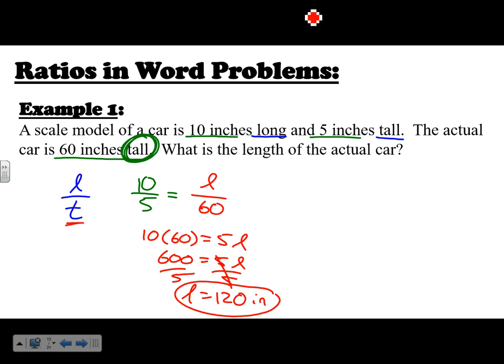Now, obviously, hopefully you realize this, but one of the most common mistakes is over here. When it says it's 60 inches tall, you put 60 on top, and then you put your X or whatever variable on the bottom. You're going to miss it, and I think that's the hardest part, and that's why I always start by making a fraction over here with just my variables or with just my measurables. That way I know the length is always on top, the tall is always on the bottom.